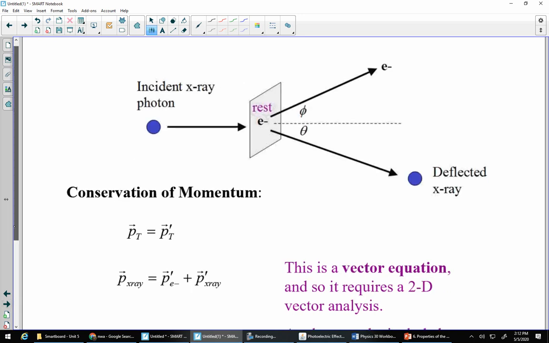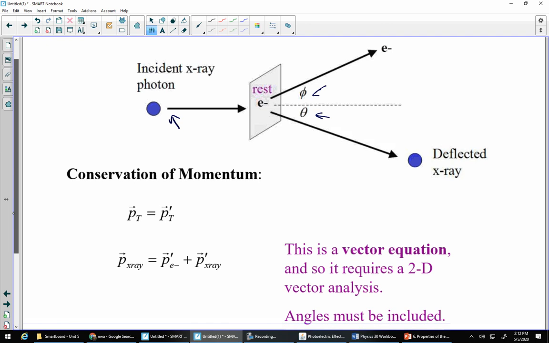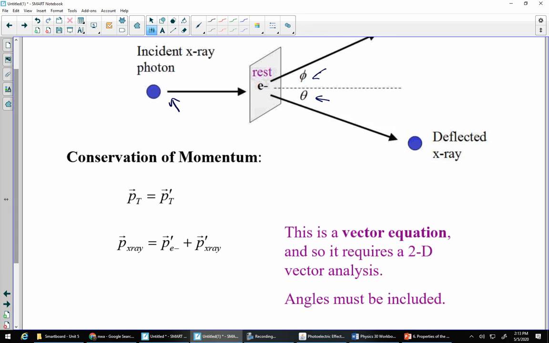The second piece that he looked at was our conservation of momentum. This is a 2D conservation of momentum, so it will require a little bit of vector analysis. Because momentum is indeed a vector, we have to include directions. We have to include the angles of both the electron and the deflected X-ray, and realistically, the incident X-ray as well. So if we look at our conservation of momentum, our total before is our total after.